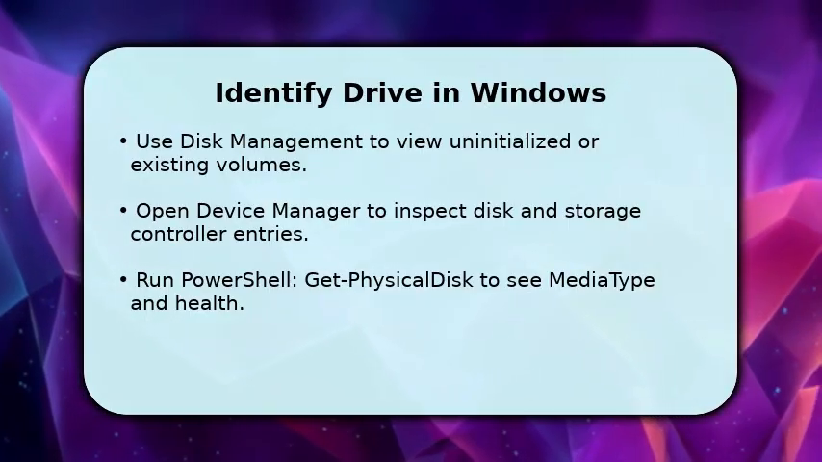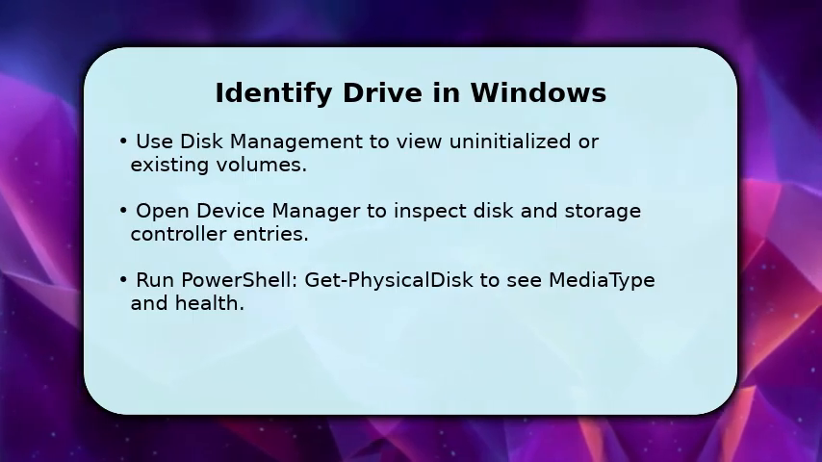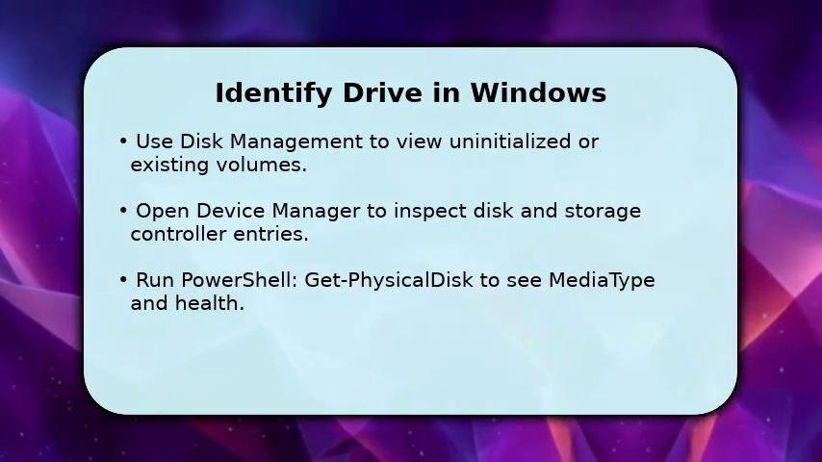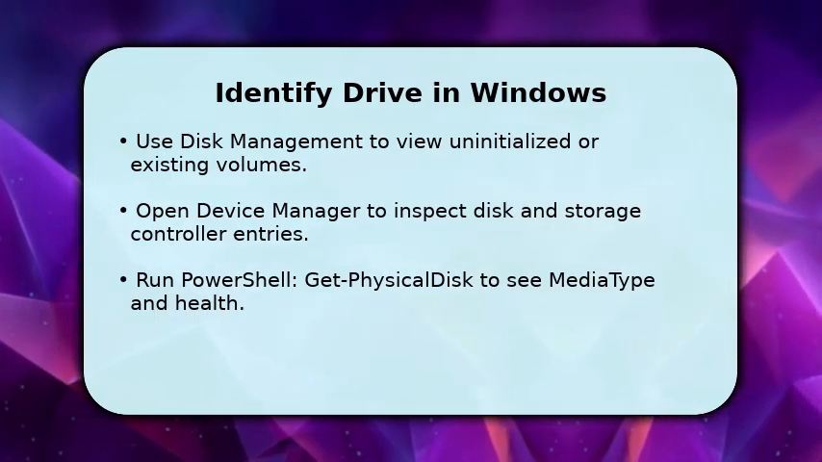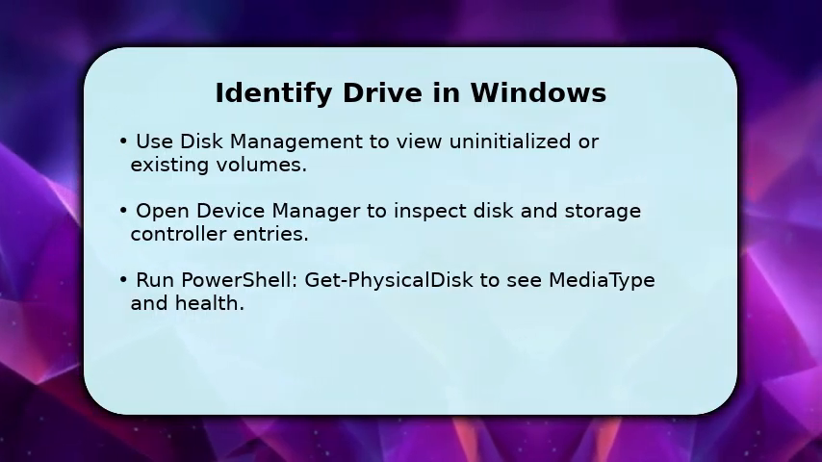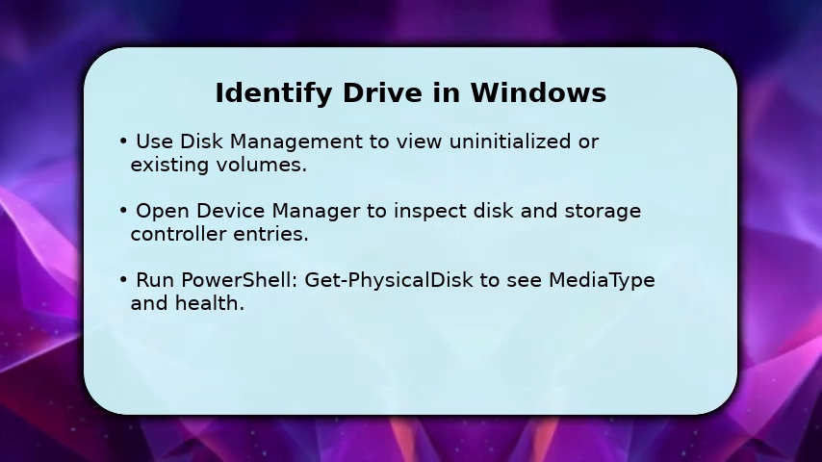Make sure to right-click a disk to initialize or assign a letter. If you need a definitive type, run PowerShell as admin and use Get-PhysicalDisk. It reports media type like SSD versus HDD. Also check Optimize Drives, dfrgui, to see if Windows lists the drive as solid state.